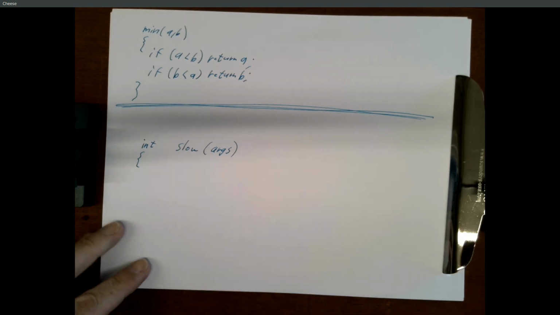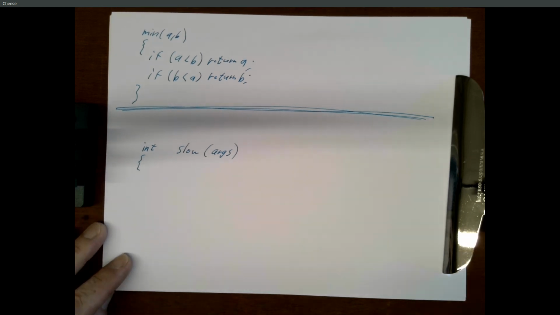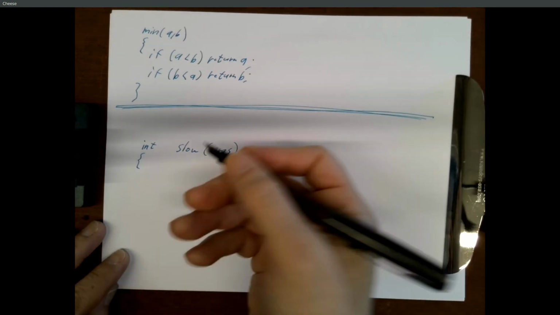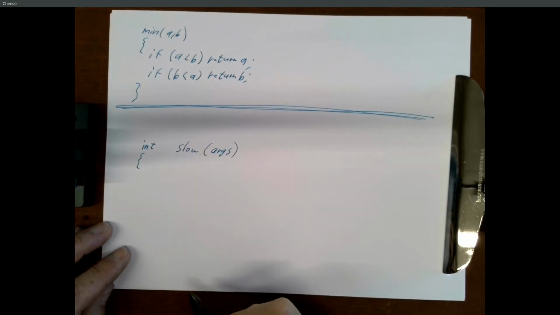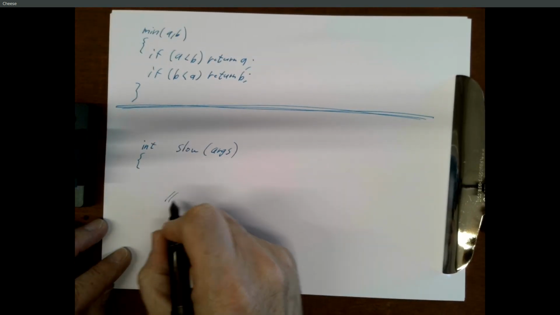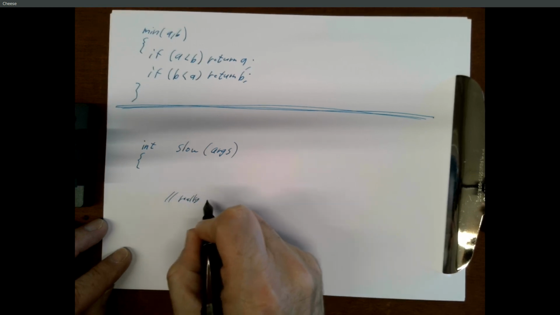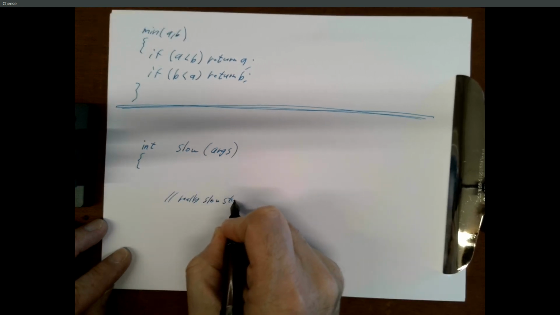So typically our function will be, you know, some thing called slow. It takes some arguments, which could be more than one. It returns whatever. I'm just going to say an integer. And this is really slow stuff.